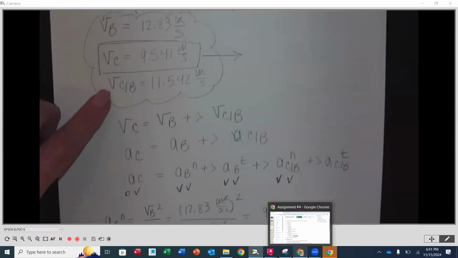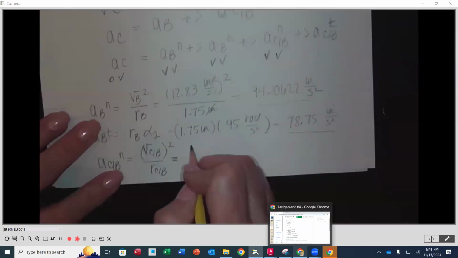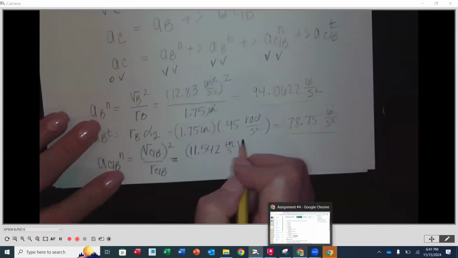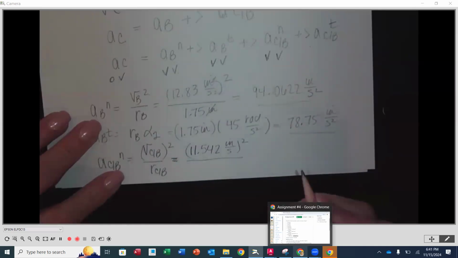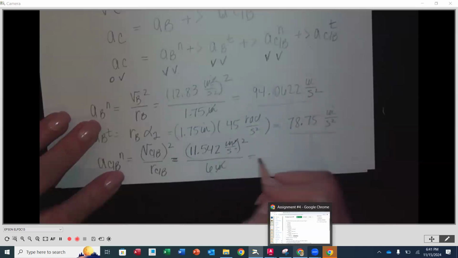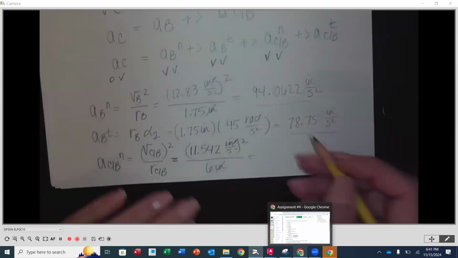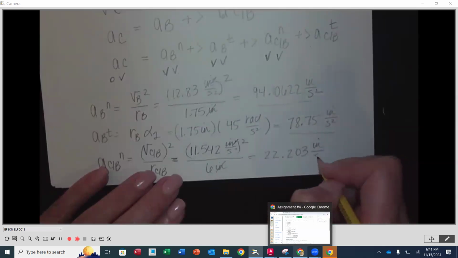Now up here on our velocity vector diagram, we measured C relative to B. So this is our value. It'll be 11.542 inches per second. We're going to square that entire value divided by the length of link number 3, which is 6 inches. So this is going to square, get rid of one of those, rid of that one. So 11.542 squared. I'm getting 22.203 inches per second squared.